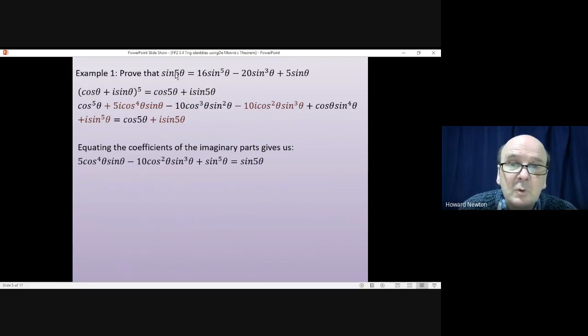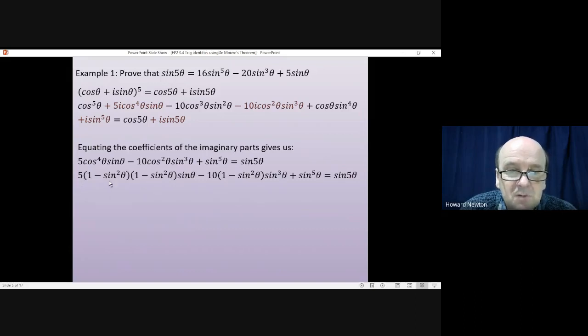If you go back to what we're asked to do, it's to write sine 5 theta purely in terms of sine theta. There are no cos thetas here at all. So we do need to get rid of this cos to the 4 from here and this cos squared from here. The easiest way to do that is using cos squared theta is 1 minus sine squared theta. And that'll give us 5, and then we'll have 2 lots of cos squared there and 1 lot there.